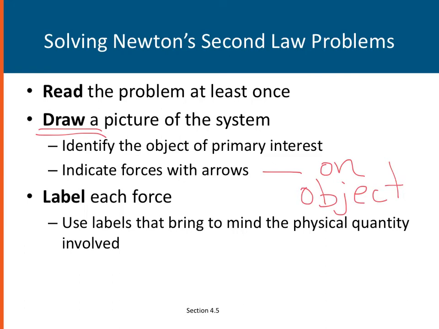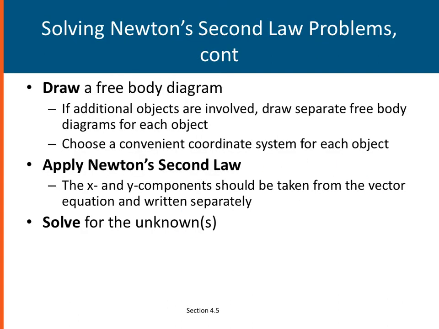We want to label each force, using labels that bring to mind the physical quantity involved, such as N for normal, T for tension, G for gravity, and so on and so forth. You can either use the letters, or use F to remember that it's a force, and use subscripts to label. I'm fine with either way. If you want to call the normal force N, or if you want to call it F sub N, I'm okay either way. Then we want to draw a free body diagram. If there are multiple objects that we're interested in for a given problem, then we want to draw separate free body diagrams for each object.